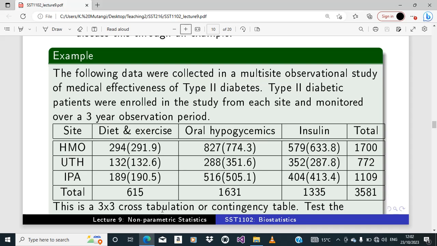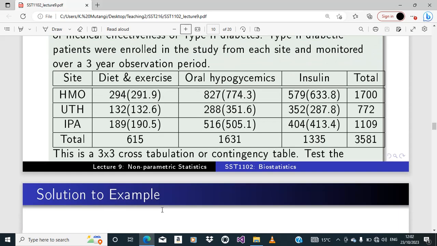To give a total of 1,700. In the second row, you have all that, and we are adding the observed values in terms of rows as well as in terms of columns. So this is a 3x3 cross tabulation, or contingency table. We want to test the hypothesis that site and treatment regimen are independent.